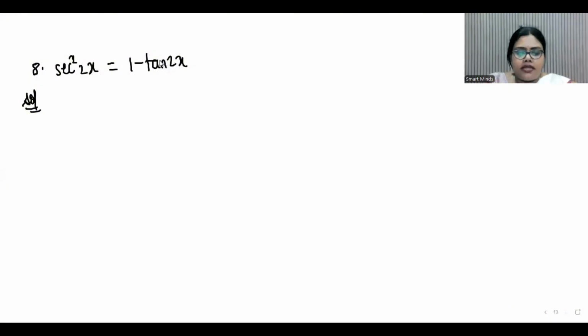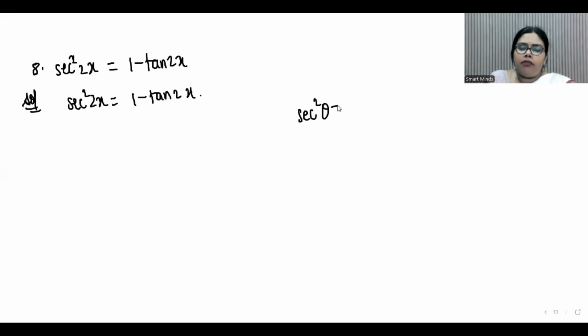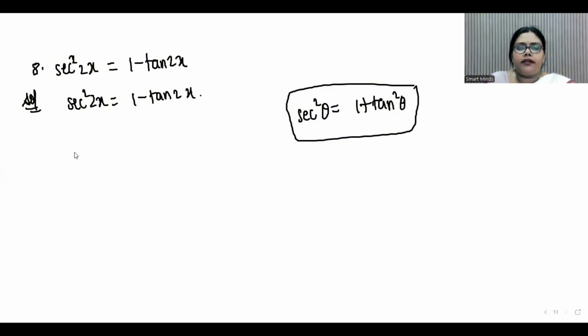Take the next question. Secant square 2x equals to 1 minus tan 2x. Now what is given to us? Secant square 2x equals 1 minus tan 2x. Now secant square theta can be written as 1 plus tan square theta. This is from trigonometric identities. So in the place of theta, I will put 2x. So secant square 2x can be written as 1 plus tan square 2x. That is equal to 1 minus tan 2x. 1 and 1 get cancelled.